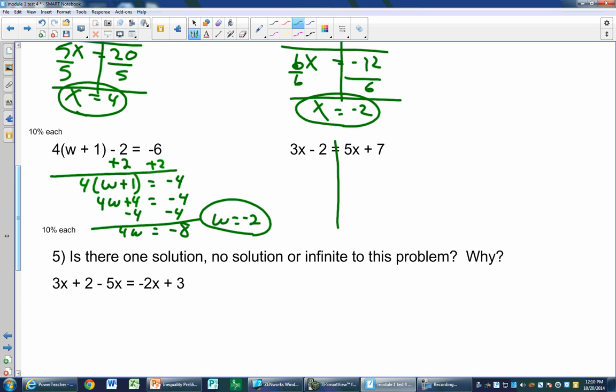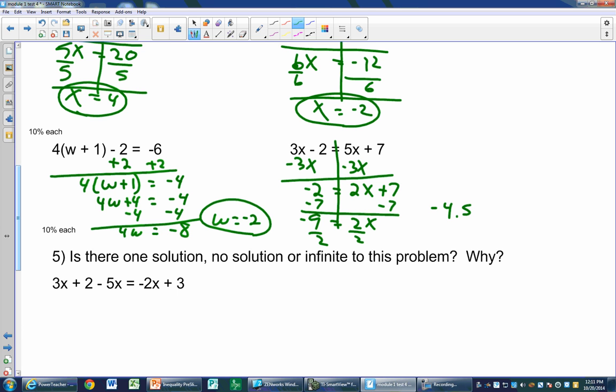X's are on both sides of the equal sign, so I always move the smaller x's, so I'll deal with less negative signs. Negative 2 equals 2x plus 7. When you subtract 7 from both sides, negative 9 equals 2x. Dividing both sides by 2, it's okay to have decimals. Decimals happen in the real world all the time.